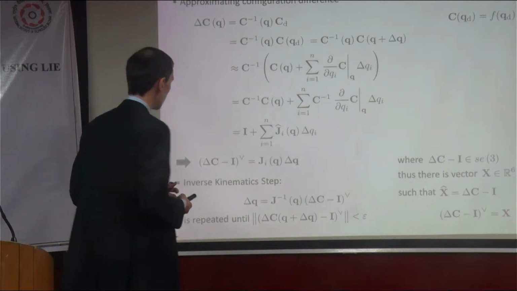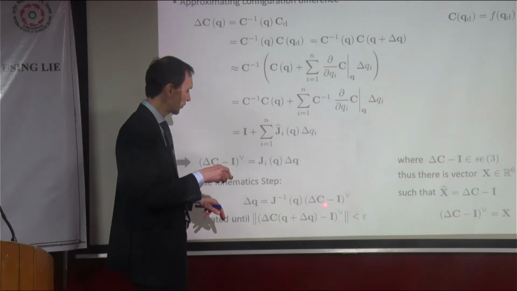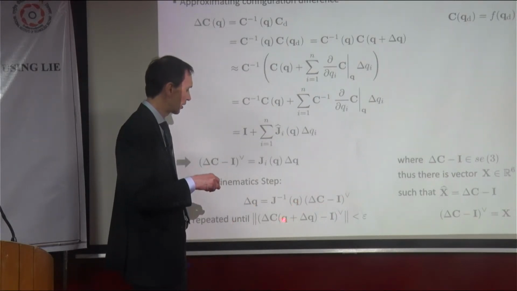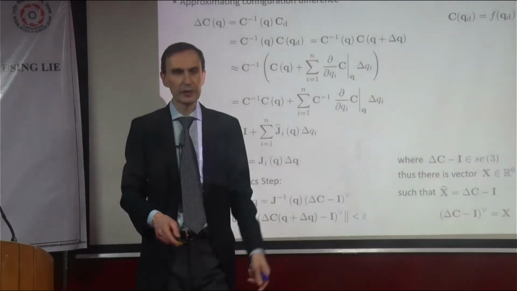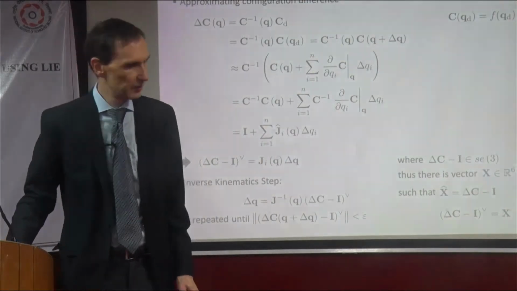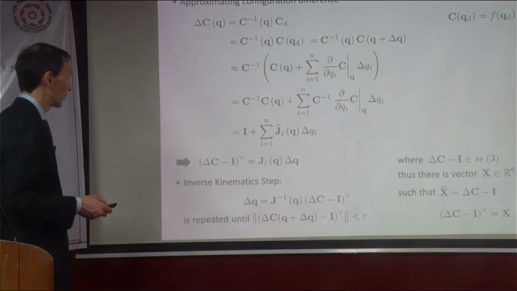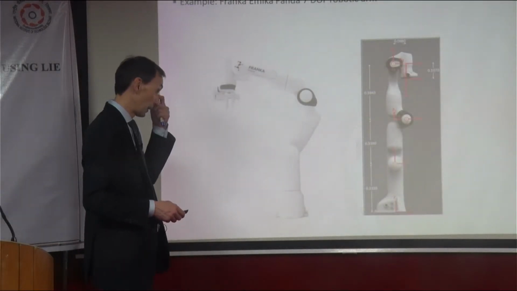So you start from a certain configuration, like Q, then you compute this, then you define delta Q, then you define your new Q as Q plus delta Q, and then you repeat everything again, and it converges quadratically most of the time. Yeah, and that's it. So this is what you should use for solving the inverse kinematics.